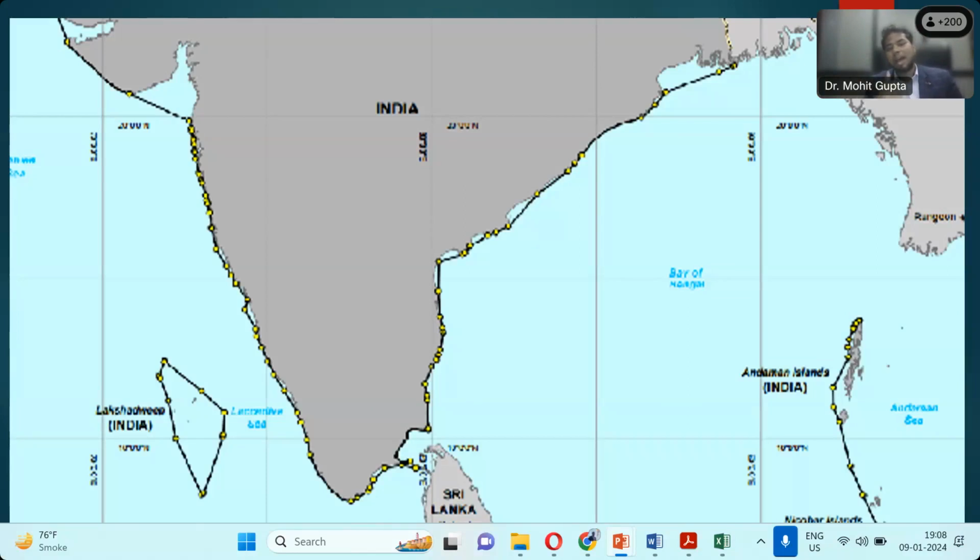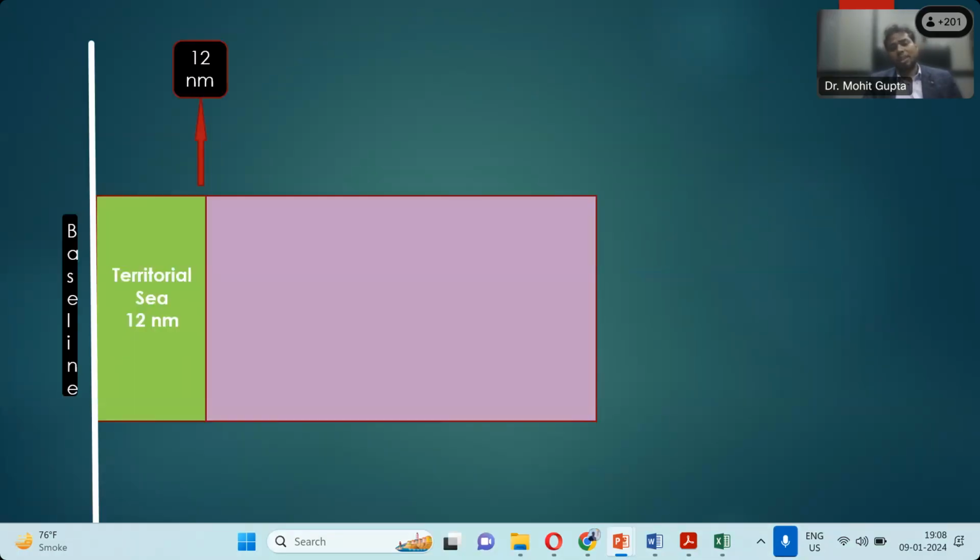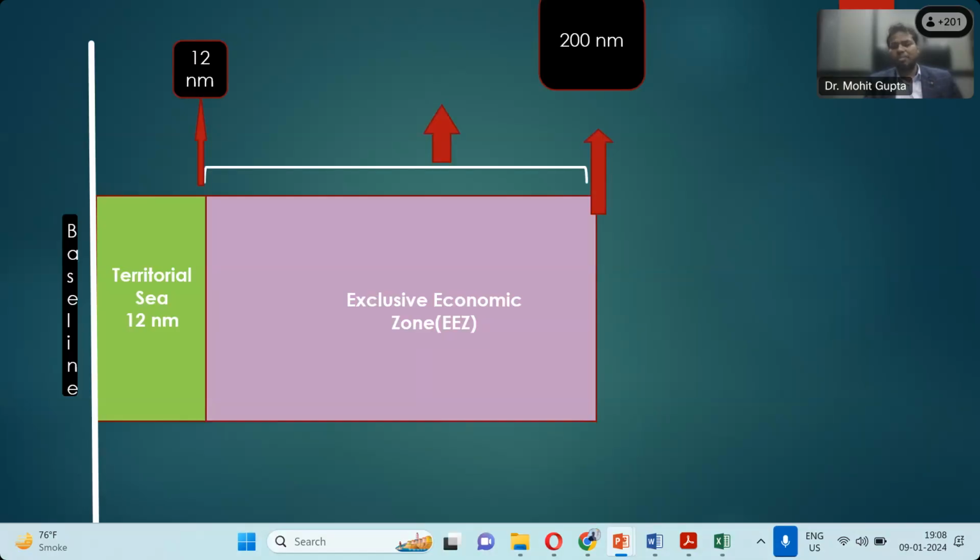For instance, this map shows the baseline of India. Every country has to declare its baseline, and all those maps are freely available online. So first of all, those kinds of maps become very important. Particularly, I'm discussing baselines as of now. From the baseline, the first 12 nautical miles is territorial sea, and then all the zones begin from the baseline.